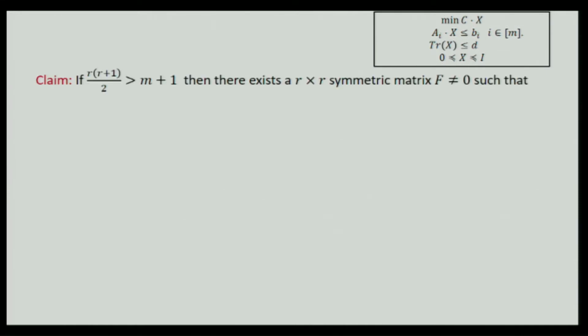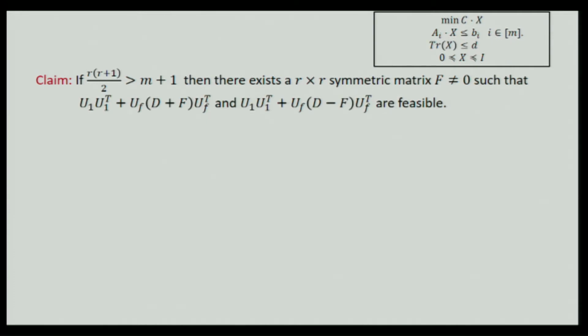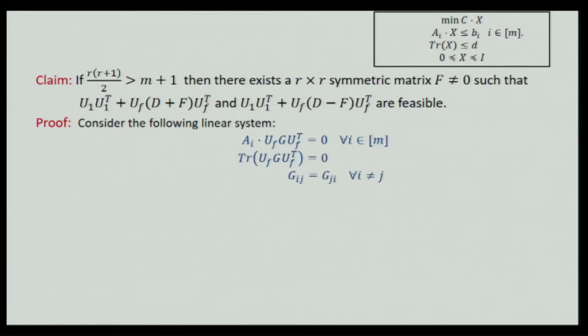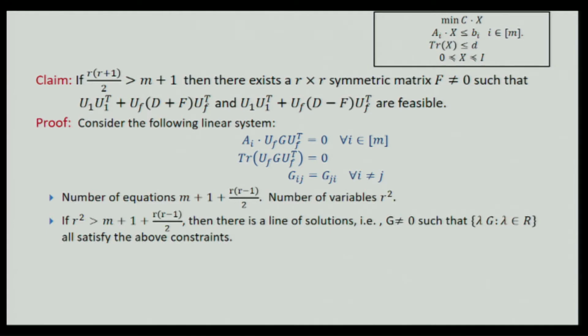Okay, so this is the claim. I'm restating it again. I guess it wants me to go slowly. So we want to show that there is a symmetric matrix which keeps feasibility even if you add and subtract it. We'll do this by elementary linear systems. I want to find such a matrix F.